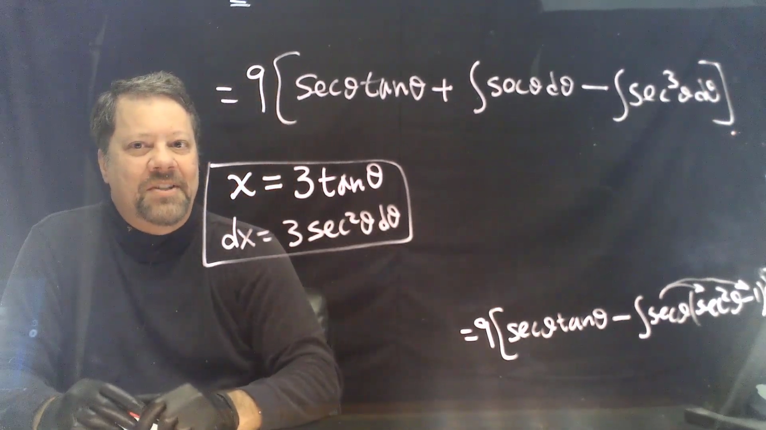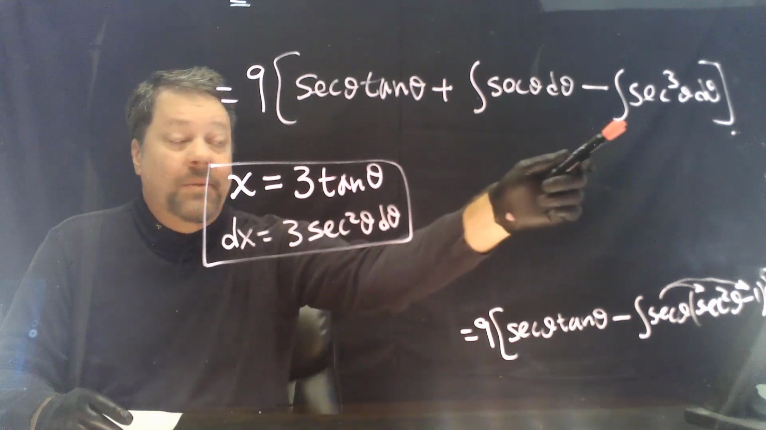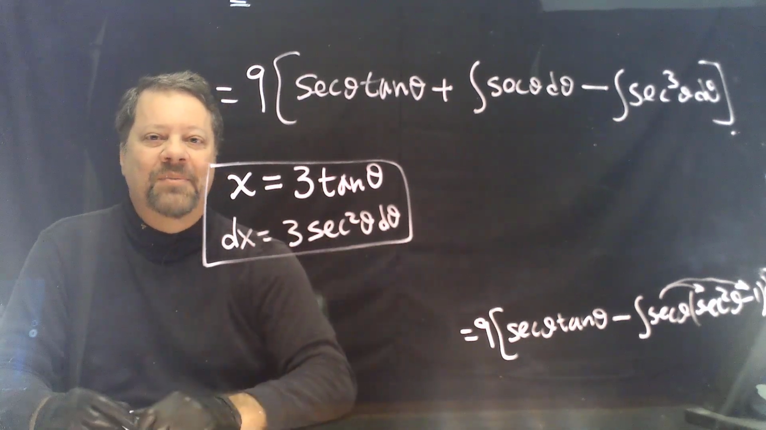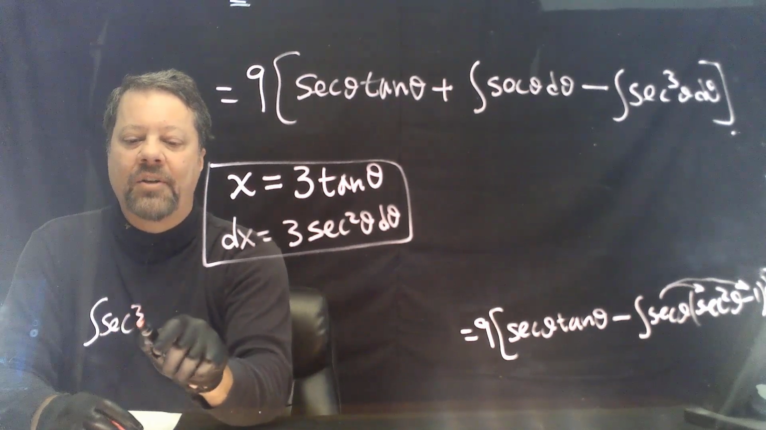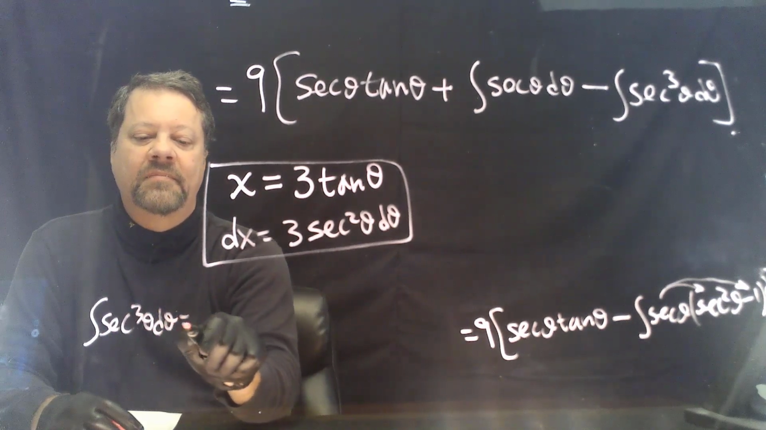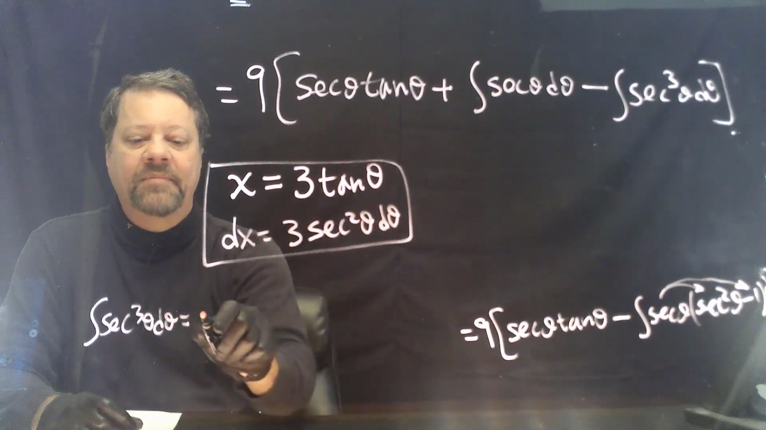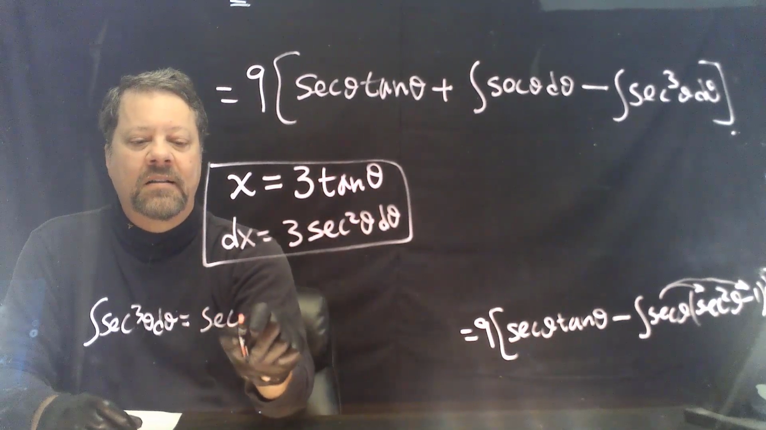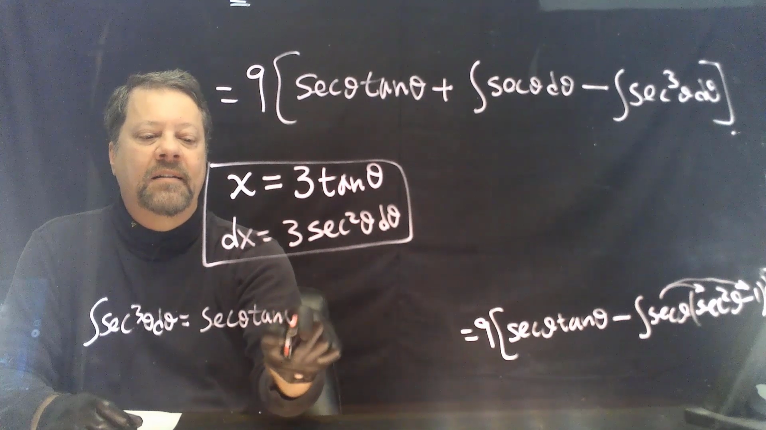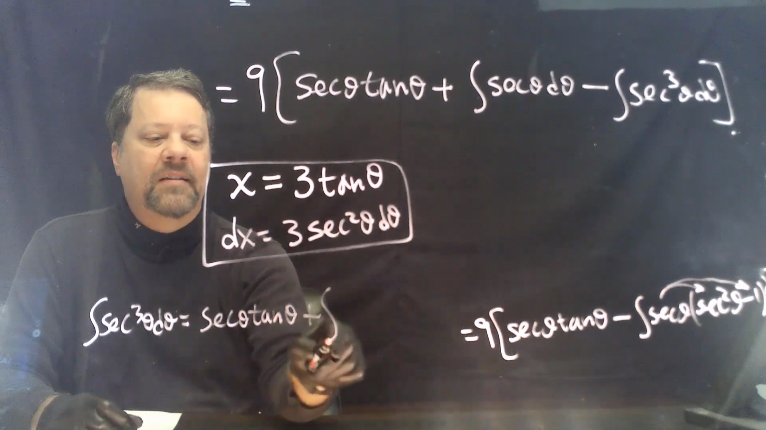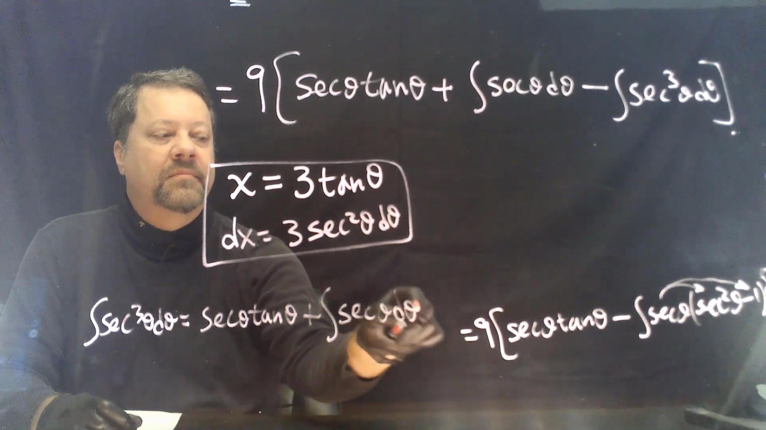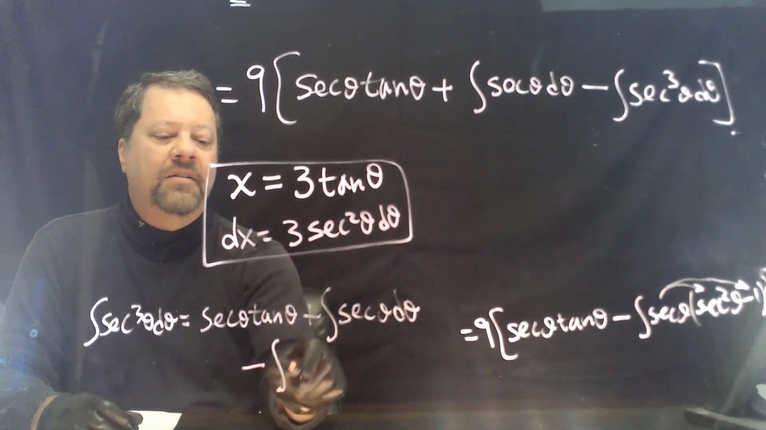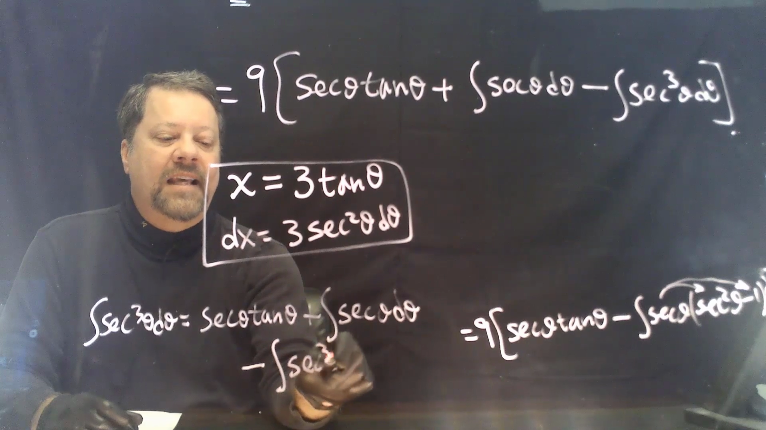Now if you're paying attention, you realize that we still have the integral of secant cubed. So we started off with the integral of secant cubed theta. That ended up being secant theta tangent theta plus the integral of secant theta minus the integral of secant cubed theta.